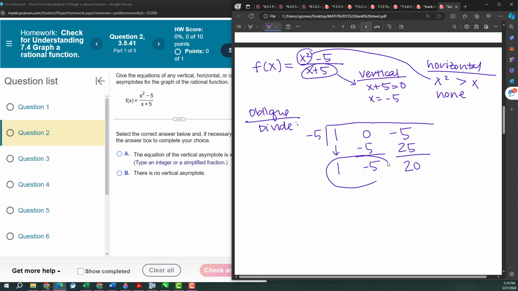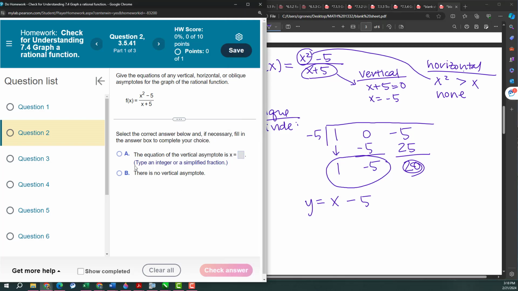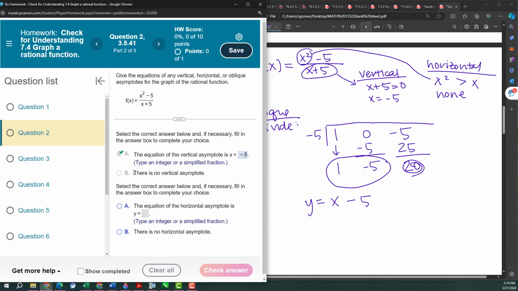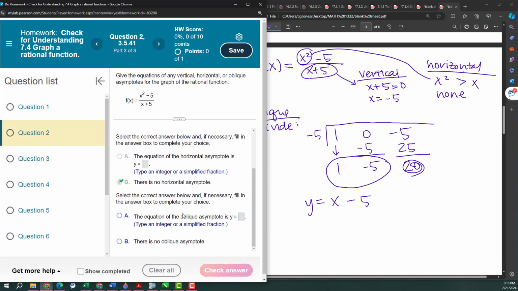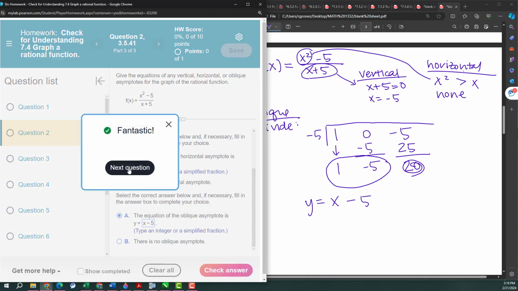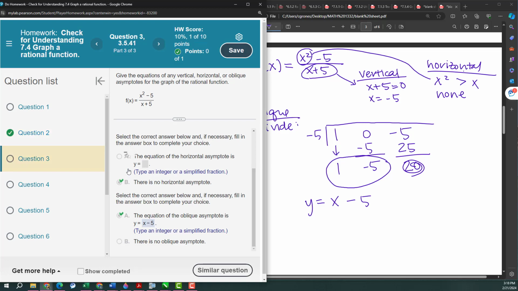Okay, so for our asymptote, I'm only using this because this is our remainder, remember? So I've got x minus 5. So y equals x minus 5, and that is going to be the line that we're looking at. So the equation of the vertical asymptote, x equals negative 5. For the horizontal, there is none. The oblique, y equals x minus 5. And that is all that they are asking for.